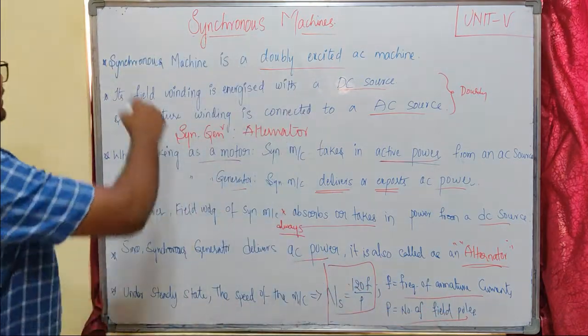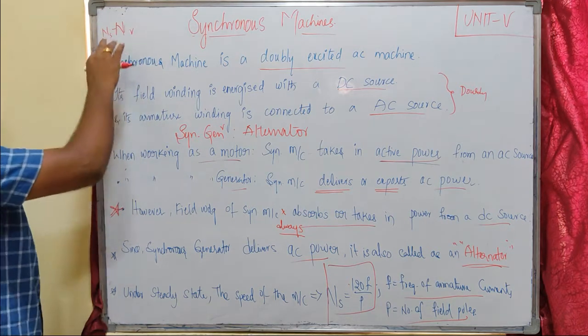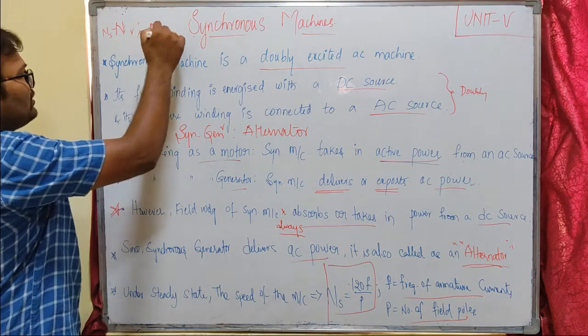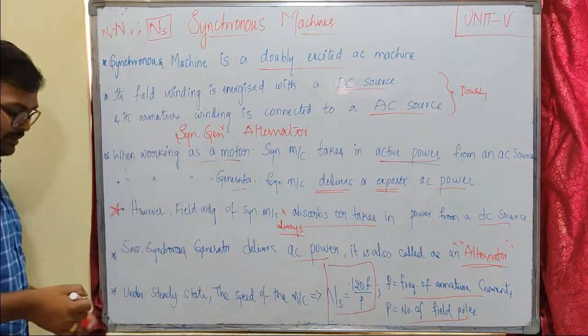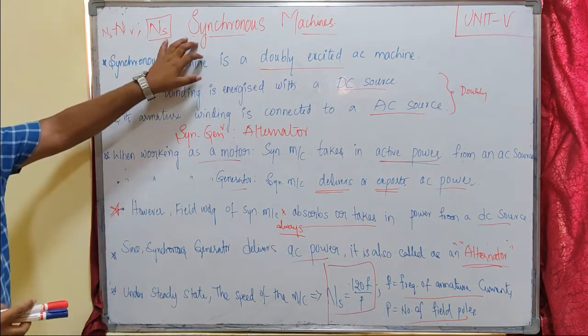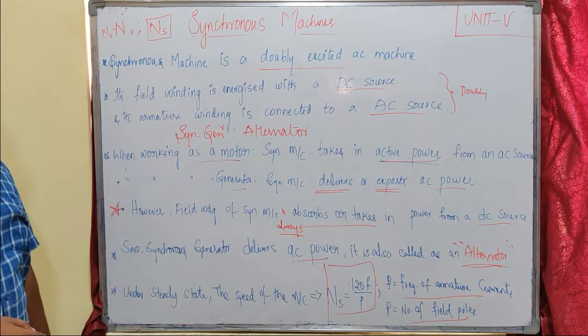In induction machines, we have a term called slip because there is a slip speed, a difference between synchronous speed and rotor speed. But in synchronous machines there is only one speed, that is synchronous speed. The rotor of the machine will operate at synchronous speed. There is no term called slip in a synchronous machine. This is the introduction to synchronous machines.